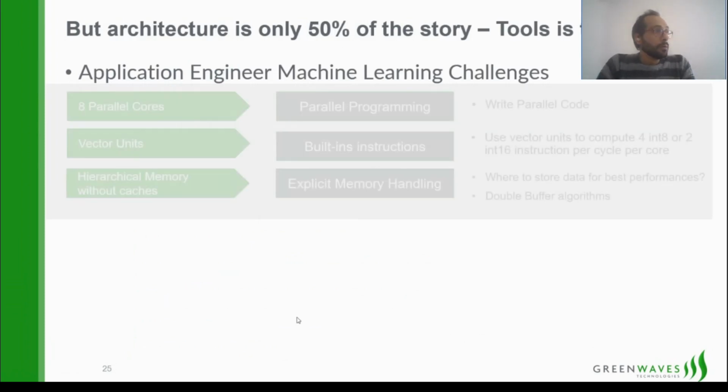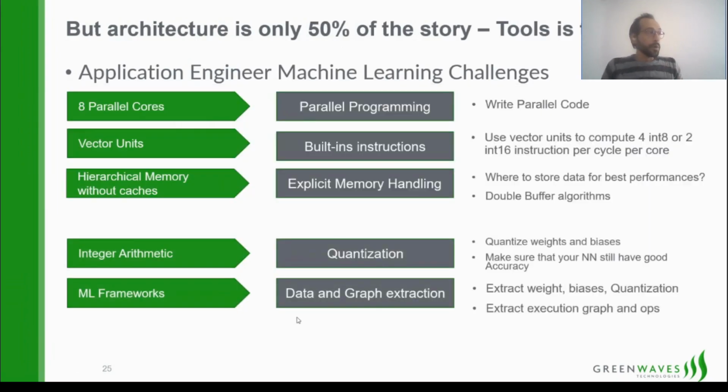Okay, so with this autotiler, we actually cope with these three challenges: the vector units, how to program parallel code, and also how to explicitly handle the memories. The other two points which are still there are how to cope with integer arithmetic, and also how to import data from the graph that we have been training with our Keras or our PyTorch.